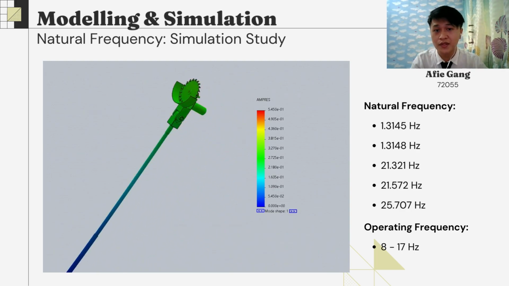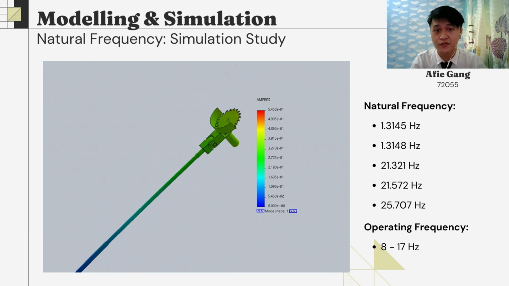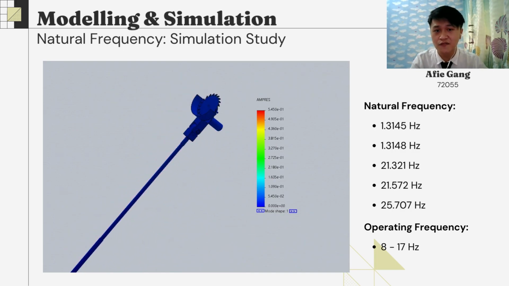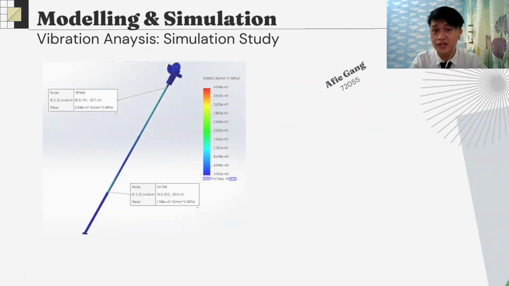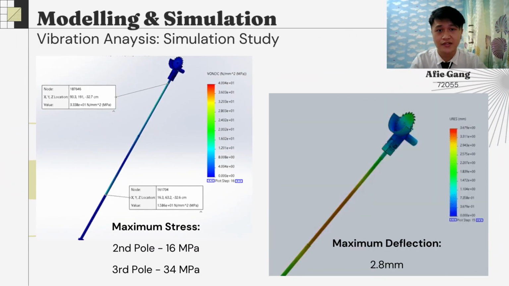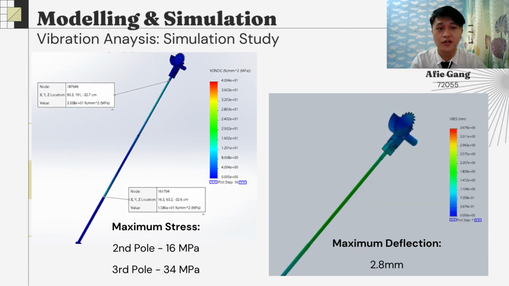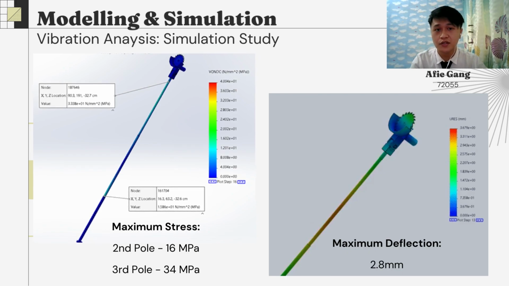Fortunately, the palm cutter will be operating around 8 Hz to 17 Hz, a frequency range that would not cause resonance to occur. Vibration analysis is also carried out to analyze the stress experienced by the palm cutter during operation. As mentioned before, the palm cutter was subjected to vibration around 8 Hz until 17 Hz. In the simulation, the vibration source is placed at the saw blade as it is rotating during operation.